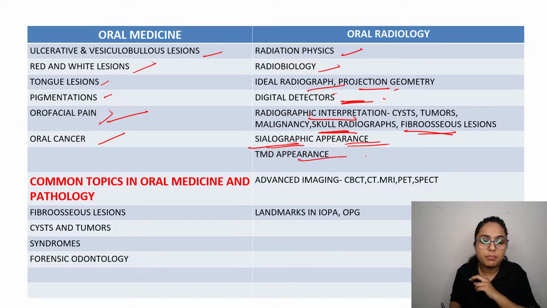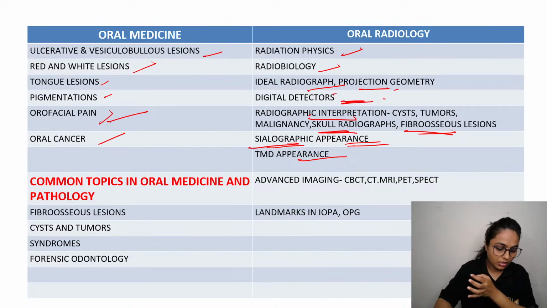Then we have TMD appearance, temporomandibular joint disorders. For example, they'll give you a radiograph and they'll ask you this sharpened pencil appearance of the condyle is seen in which disease. Okay, so like that you should be able to answer questions based on these image based questions, all right. Then we have advanced imaging.